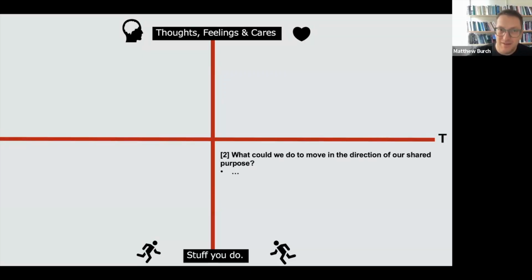This is it. This is what the pro-social matrix is. It's just a conversation with the members of your group where you're trying to identify the goals that you share in common.